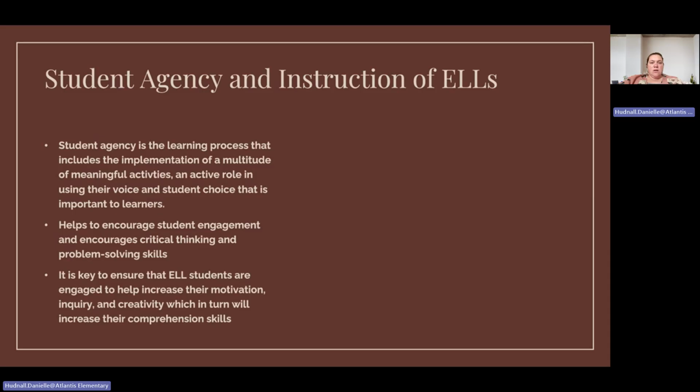Student agency and instruction of ELLs. Student agency is the learning process that includes the implementation of a multitude of meaningful activities, an active role in using their voice, and student choice that is important to learners. It helps to encourage student engagement and encourages critical thinking and problem-solving skills. It is key to ensure that ELL students are engaged to help increase their motivation, inquiry, and creativity, which in turn will increase their comprehension skills.